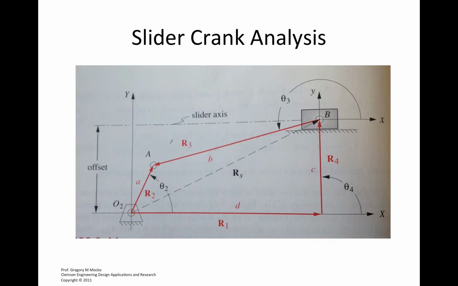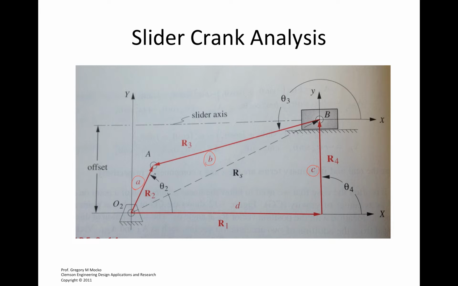In this diagram, we are defining the nomenclature for it. So what you'll see here is we've got R2, so that's vector 2, and the length of vector 2 is A. We've got vector 3, and the length of vector 3 is B. And those are fixed lengths, those are known. We've got vector 1, and then vector 4, and the length of vector 4 is known. So A, B, and C are known.